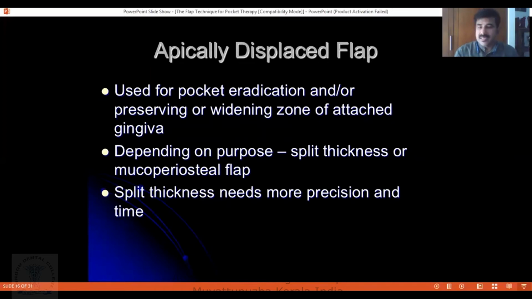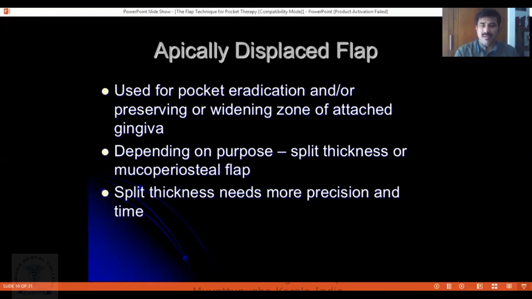Now, there are two aspects of this because you are not resecting any gingiva here, you are preserving the whole of the gingiva. So whatever width of attached gingiva you have can be preserved. That is the basic idea.